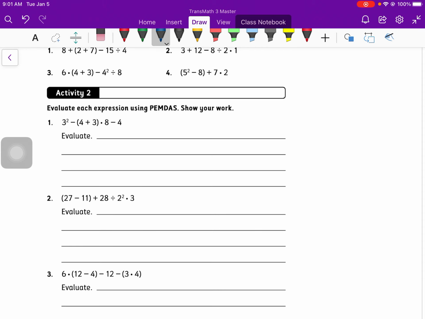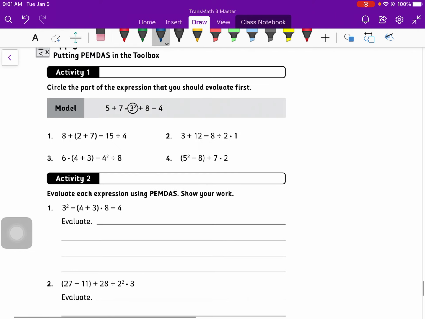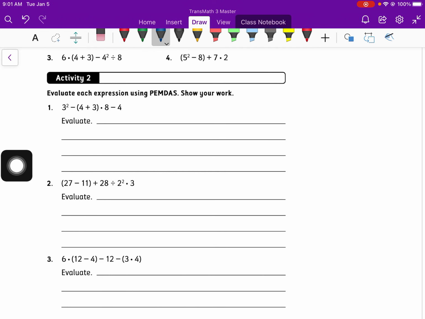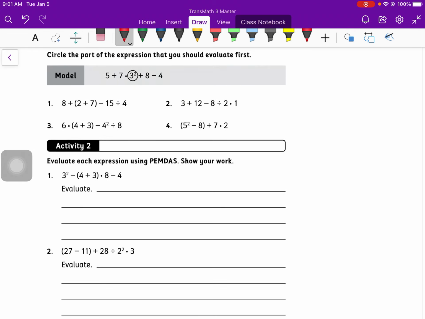Activity 2, you are going to evaluate that whole thing using PEMDAS, using the order of operations, to get an answer. Make sure you're showing each step throughout the process so that we can find out where you made a mistake if you do make one. All right, so pause the video. Activity 1, circle it, the first thing you would do. Activity 2, actually answer them. When you're done, unpause, see how you did.